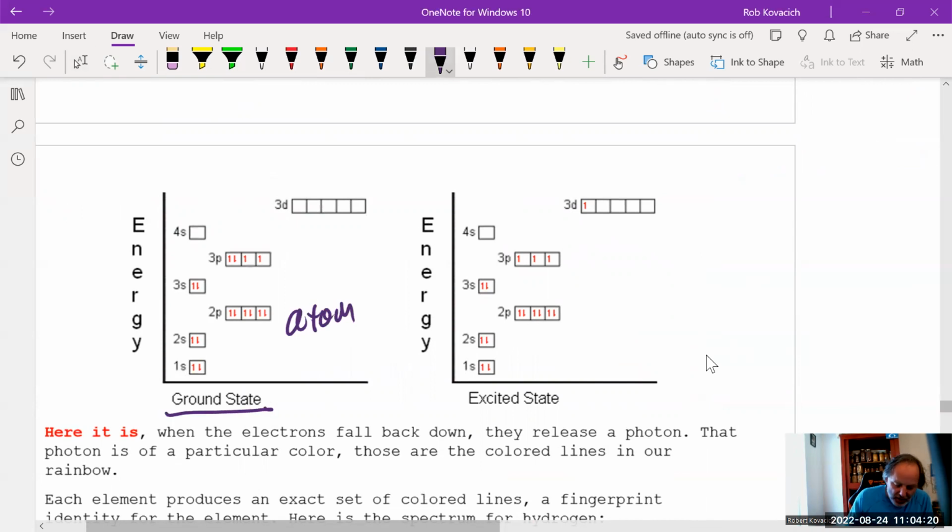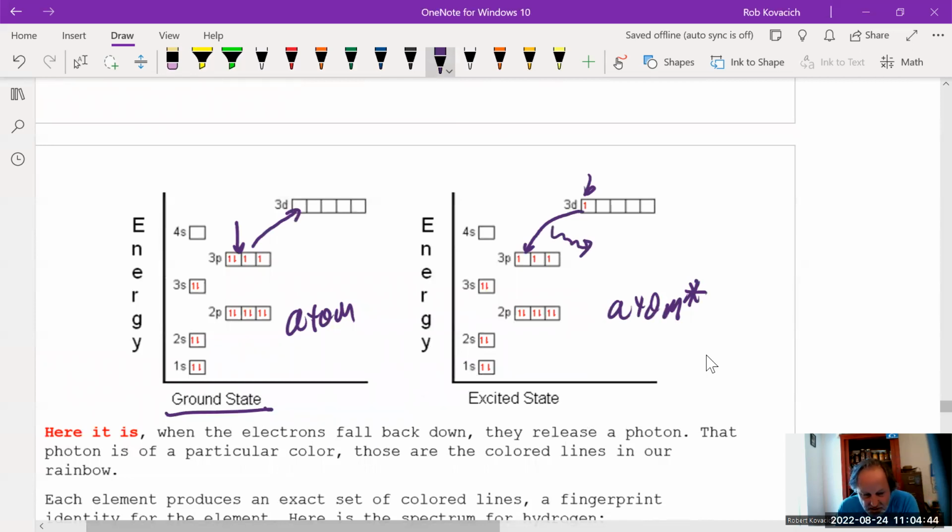And I know that because it's in ground state. This is an excited atom, so you would write the atom and put an asterisk there. What's happened here is that electron right there has received some energy and it shot itself up to the 3d. That's what we have here. What's going to happen is that electron is going to fall back down to the 3p. And when it does, it's going to give off some light.